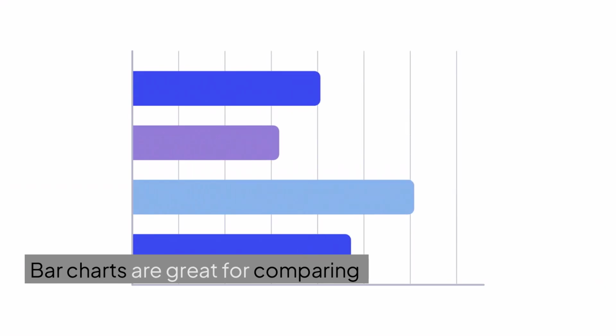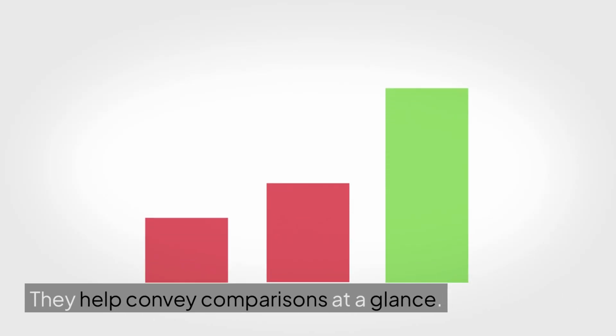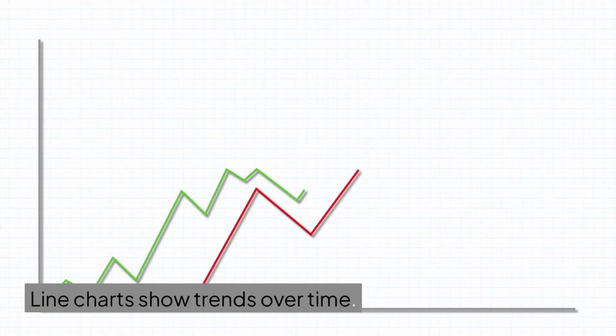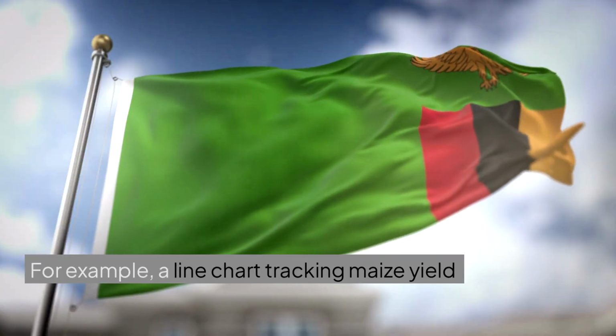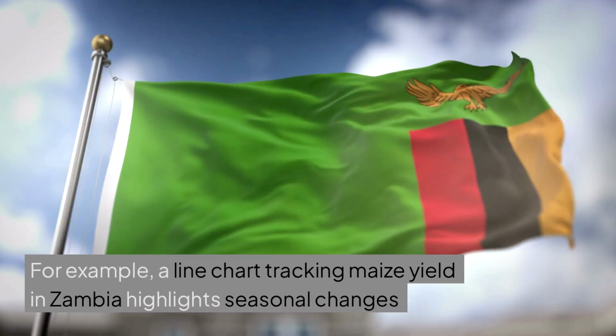First, let's discuss types of visualizations. Bar charts are great for comparing categories. They help convey comparisons at a glance. Line charts show trends over time. For example, a line chart tracking maize yield in Zambia highlights seasonal changes effortlessly.